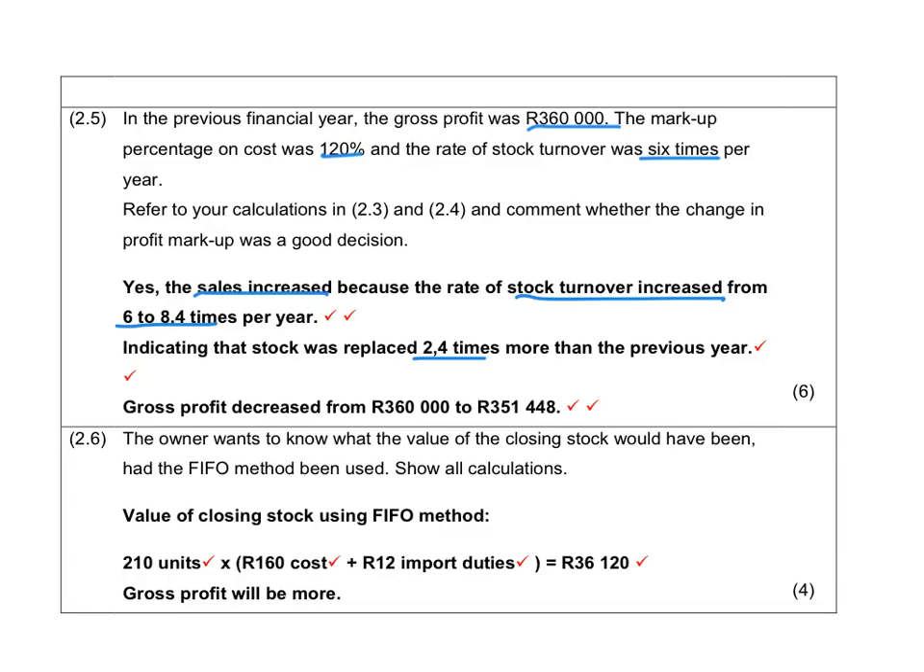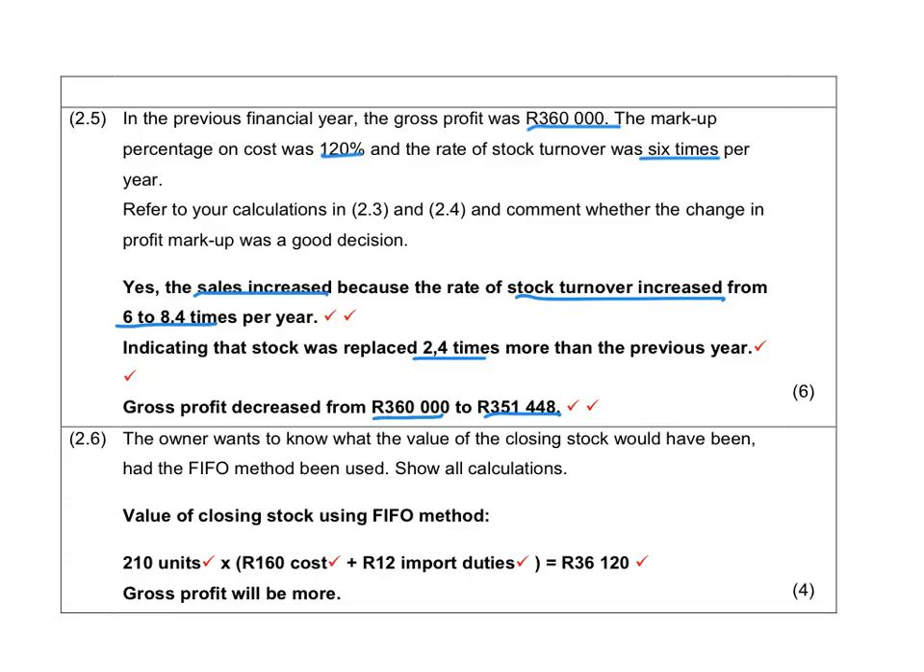Our gross profit decreased from 360,000 to 351,448. So although there was a major reduction in the markup, our gross profit didn't change a lot. It's only 8,552 that we've lost, but we sold a lot more articles.